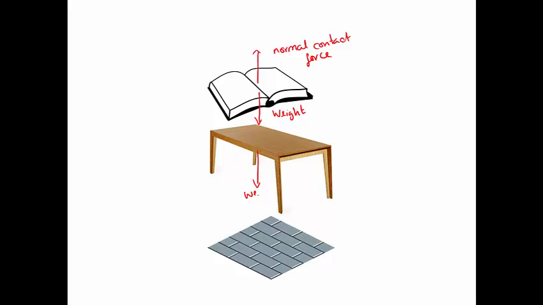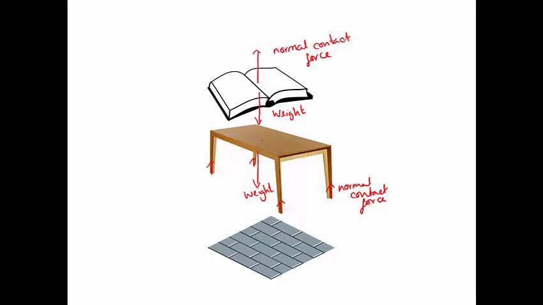Right, if we look at the table, we know that the table has a weight pulling it downwards. That's due to the gravitational pull of the Earth. We also know that there is a normal contact force acting on the legs of that table that stop it passing into the ground. And again, these are not equal and opposite force pairs because they're different types of forces.